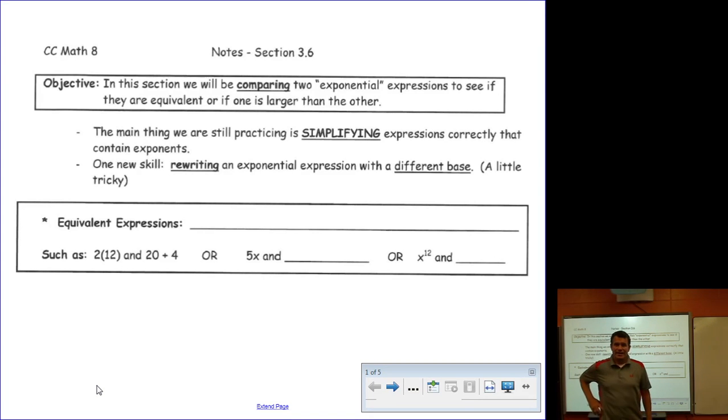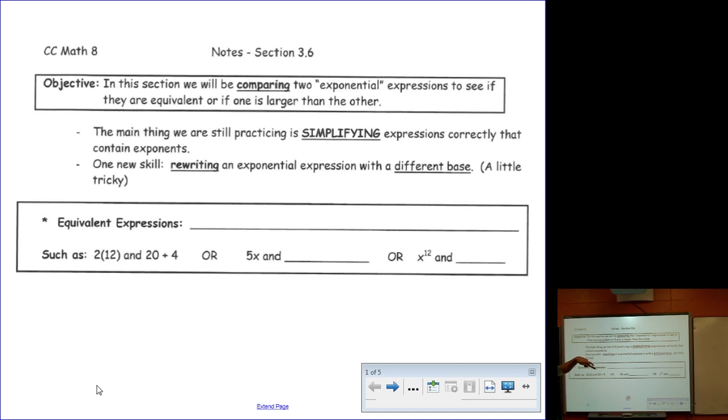Hey guys, today we're doing section 3.6, which is still dealing with exponents. In this section we're going to be comparing two expressions that have exponents in it. But to me, the emphasis really here is still on how good are you at simplifying expressions with exponents. They're easy to compare as long as you know how to simplify them. So let's look at that.